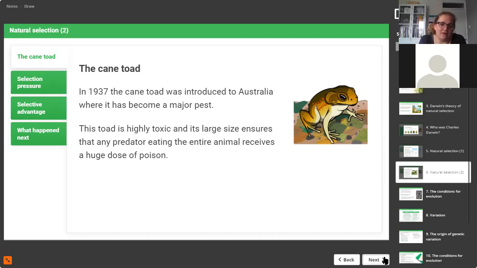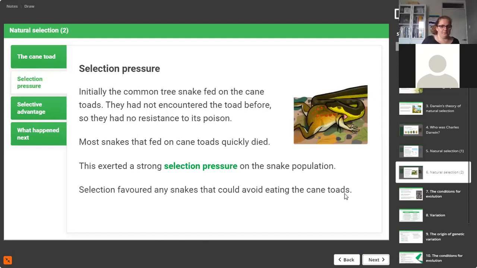So the cane toad is one of those examples. It became a major pest in Australia. It became a bit of a pain. The cane toad is highly toxic, and its large size ensures that any predator eating the entire animal receives a huge dose of poison. So, selection pressure.